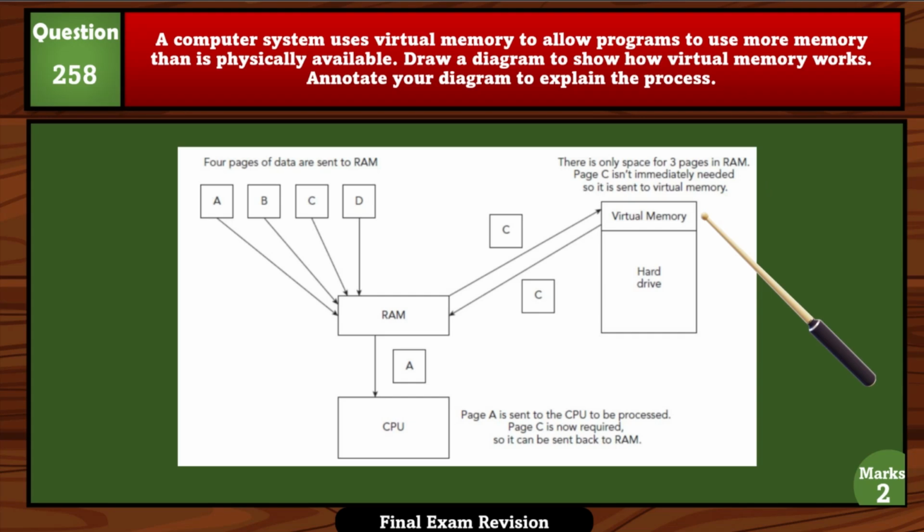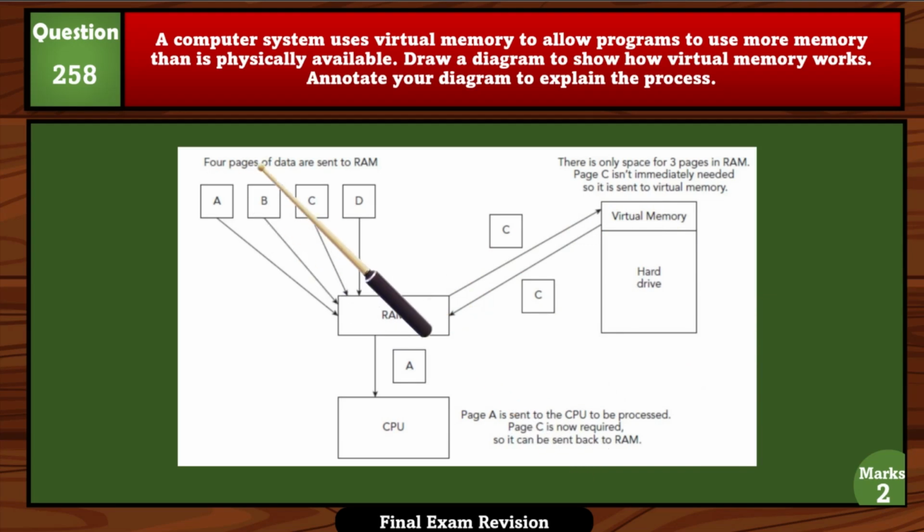So here is a diagram. For example, you can see here 4 pages of data are sent to RAM: A, B, C, D. So we can think of those pages as individual programs. This is the RAM, this is the CPU, and this is the hard drive. When the RAM is full, it will send one program or one page that is less used to the virtual memory. Whenever the user needs that program again, it will get that back from the virtual memory to the RAM.